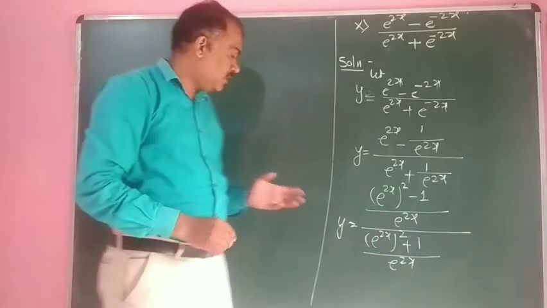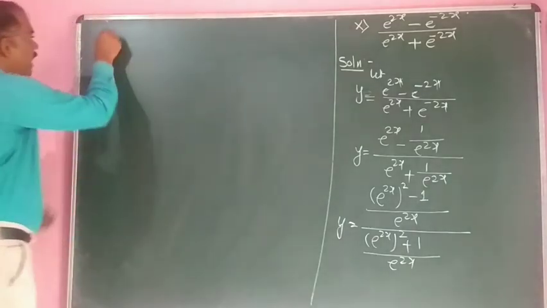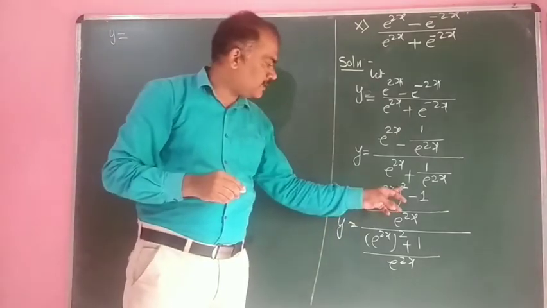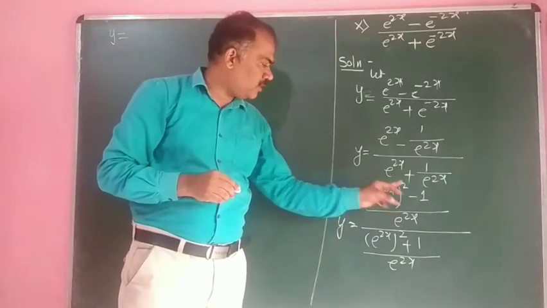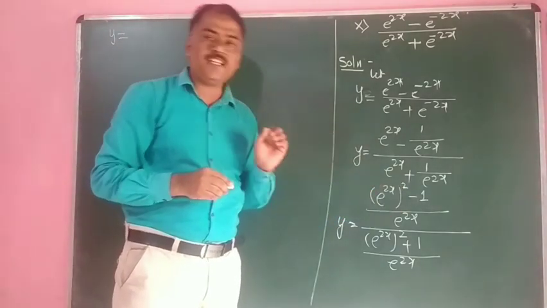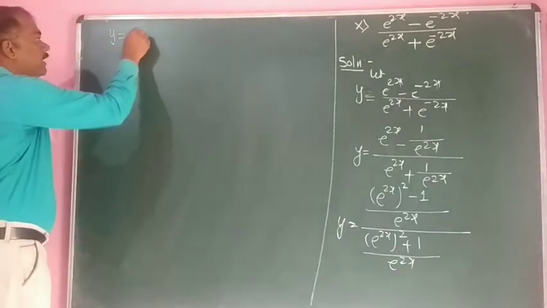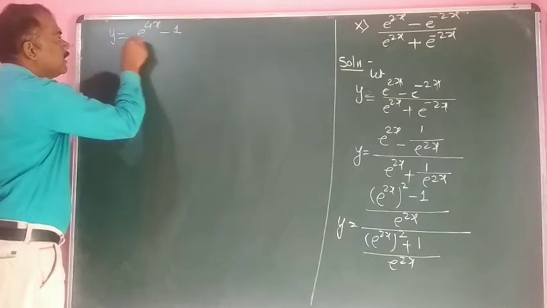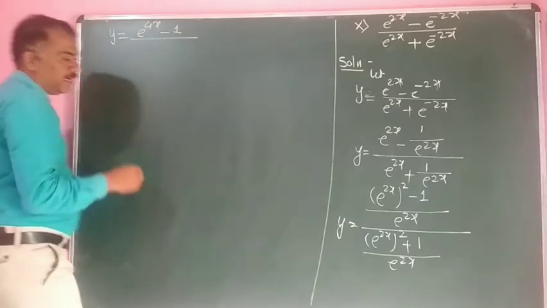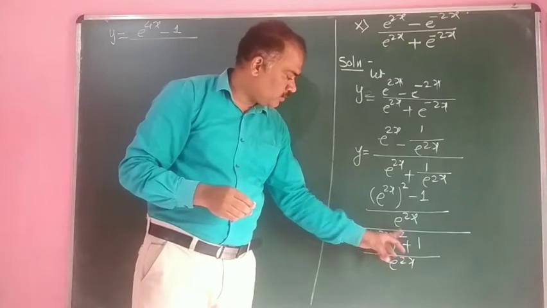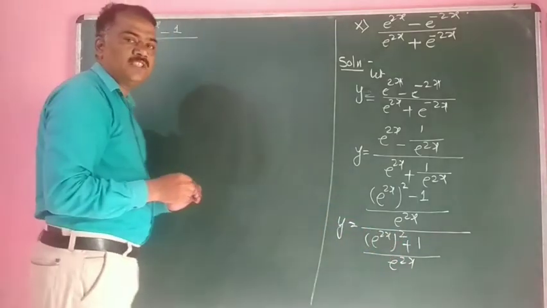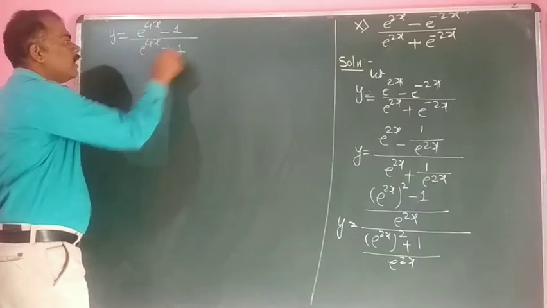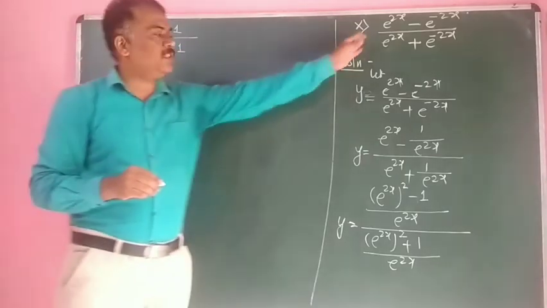So we can write y is equal to, now (e^(2x))², again by using the laws of indices, 2x into 2 is 4x, so we can write e^(4x) minus 1 divided by, again 2x into 2 is 4x, e^(4x) plus 1. This is the simplification of the given example.